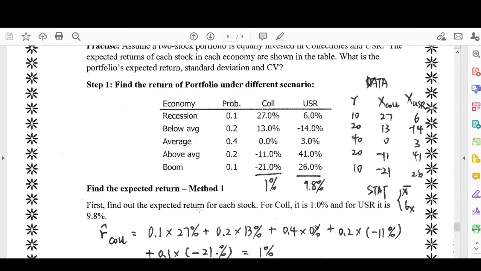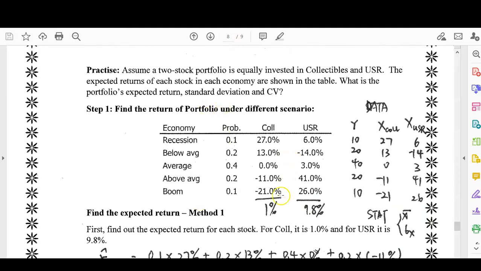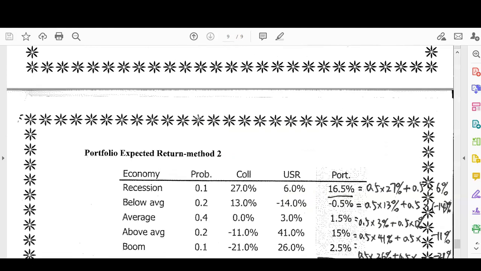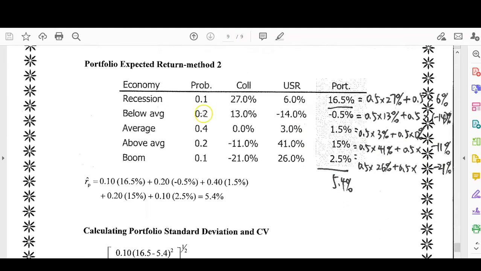Okay, that's the first method of how we calculate portfolio return. We can calculate expected return for the 2 stocks first, and then take the weighted average to calculate the portfolio return. Our method 2 is to calculate portfolio return in each economy scenario, okay, by taking the weighted average. When economy is in recession, we can use 50% multiplied by 27% plus 6% multiplied by 50%. So we have this 16.5%. Okay, and we do the same thing for the other economy scenario. So we have portfolio return in the 5 scenarios.